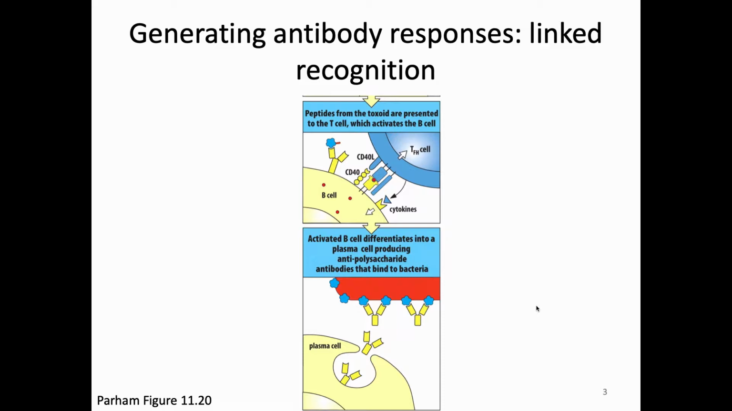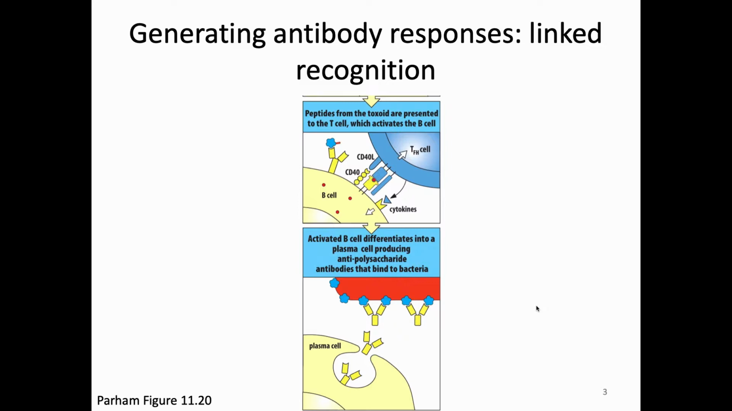And one thing to realize about linked recognition, the hapten and carrier must be linked to make linked recognition work. So you can see that if we wanted to make an antibody response against our polysaccharide, we could attach it to a protein. That can be internalized, and the protein, which is red, can be presented to our T cell. Now our T cell can help our B cell, and our B cell can make high levels of antibody against our polysaccharide.